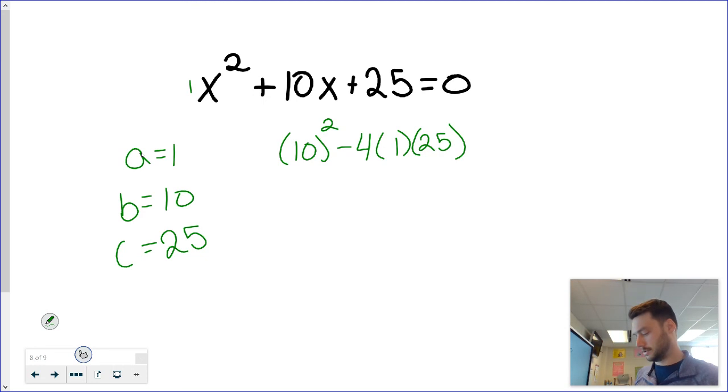Well, if I do 10 squared minus 4 times 1 times 25, I will get 0. And this is a really special case. This is what happens when we have exactly one solution. It's 0 underneath the square root. So when we add and subtract from 0, we're not going to change it. So this is the case where we get one solution.